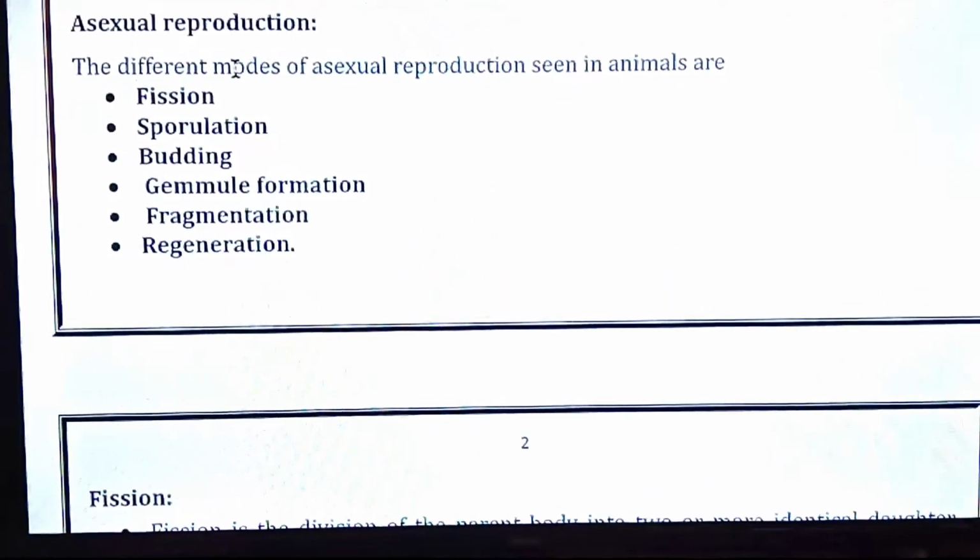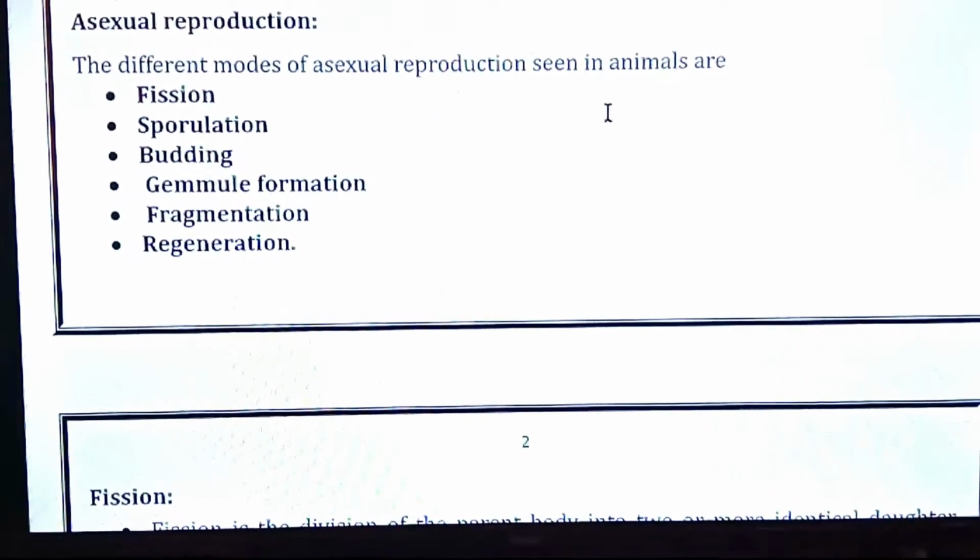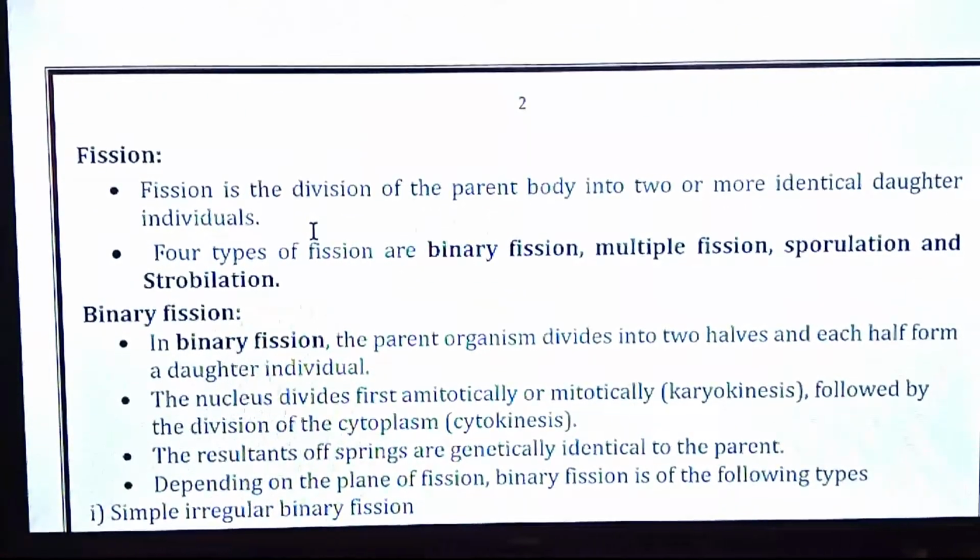So let us see the different types of asexual reproduction. The different modes of asexual reproduction seen in animals are fission, sporulation, budding, gemmule formation, fragmentation and regeneration. Now let's see first fission.